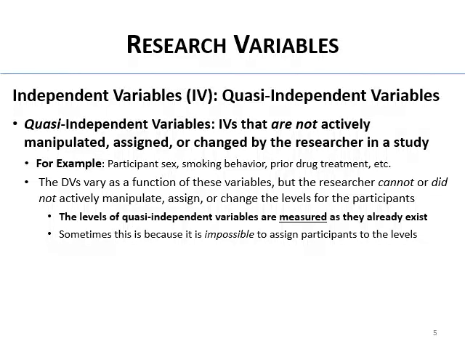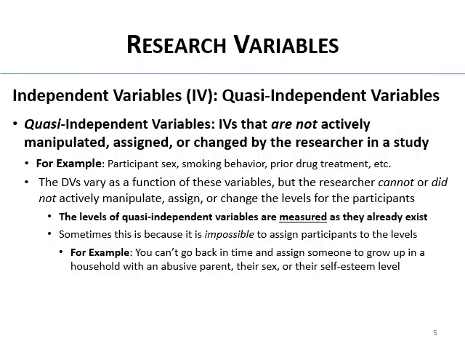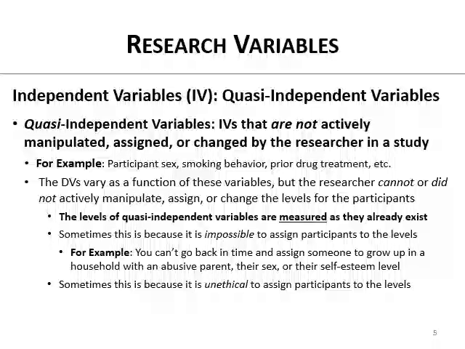Sometimes it's because it's impossible to assign participants to the levels. For example, you couldn't go back in time and assign someone to grow up in a household with an abusive parent. You couldn't assign their sex or their self-esteem level. These are all things where all you can do is measure what they are or ask people what they are, right? And so they are quasi-independent variables.